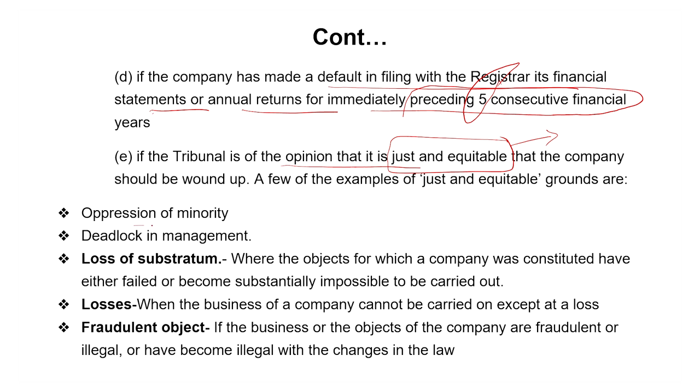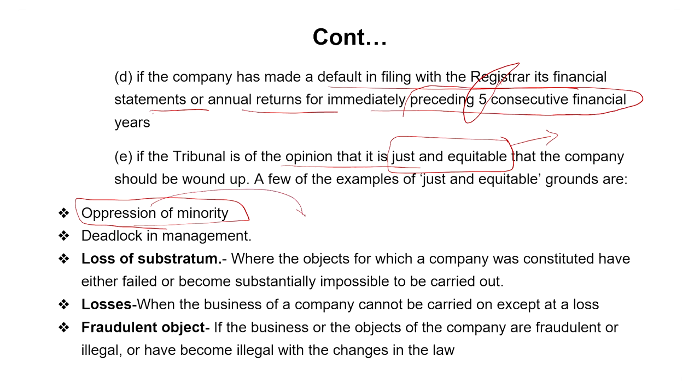First is oppression of minority. Oppression of minority, you know it very well. The basic principle of company law is that a company takes every decision in meetings, and in the meetings decisions are taken by majority. But if the majority takes any decision to suppress the minority, this activity is known as oppression. If any act of the majority is for the purpose of suppressing the rights of the minority, that amounts to oppression. If there is any such complaint, that is a fit case of just and equitable.